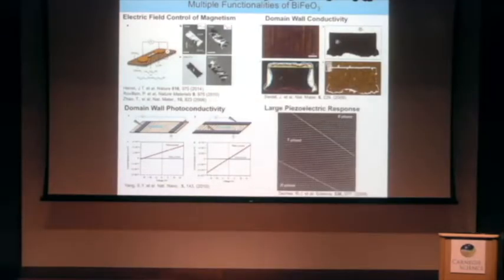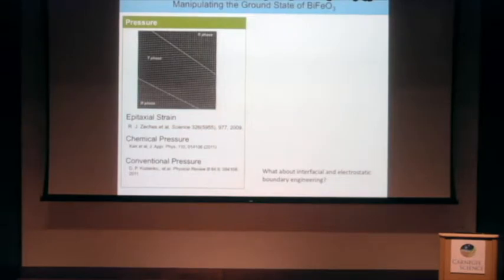Bismuth ferrite also has a couple of different interesting ground state ferroelectric structure-based interests, where you tune through a morphotropic phase boundary with strain. You can tune between the tetragonal phase and the rhombohedral phase, mix the states, and get enhanced piezoelectricity. But you can also do this with pressure and chemical pressure and all sorts of things.